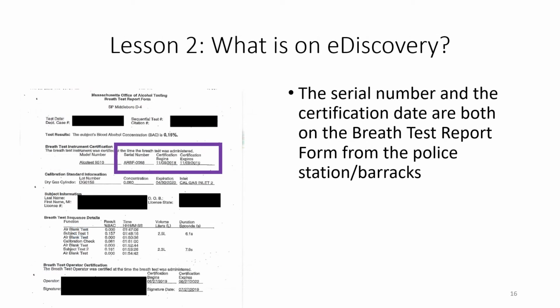So as I just mentioned, the serial number and the certification date are both on the breath test report form that you'd get from the police station or the barracks. Here is an example of one that's been redacted for all of the personal identifying and CORI information. This purple box in the middle of the page shows you where the serial number and the certification date is located. So if you are looking for that information, this is where you'll find it on the breath test report form, right in that section in the middle of the page, so that you could conduct your breath test instrument certification search.